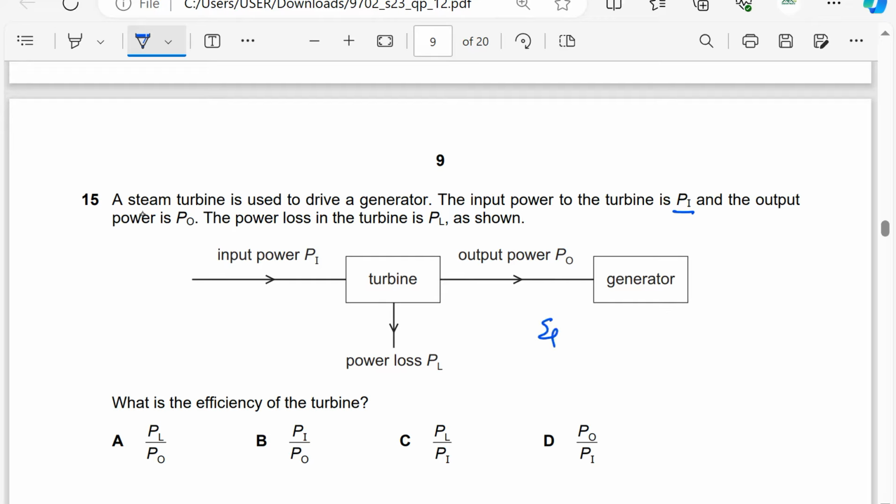We know that efficiency is equal to the useful power output divided by the power input. If possible, you multiply by 100. So the power output has been given as P0 and the power input has been given as Pi. So the answer here is automatically going to be D.